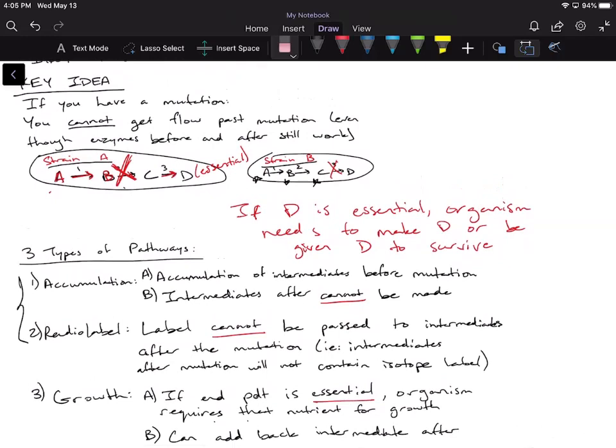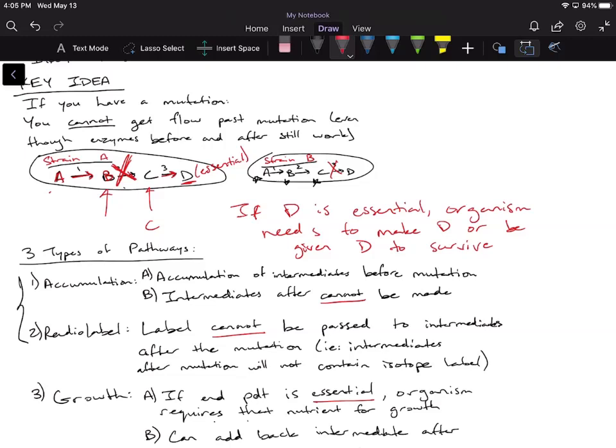Well, obviously you can add back D, because D itself is essential. If the strain is not making D itself, but we add back D in our experiment, the strain is going to live. How about if I add back C? Well, C can be converted to D, which will help make our essential end product, so that's good too. What if I add back B? Because B is before the mutation, B can't be converted to C, which is then converted to D. Because B can't be converted to C, I'm never going to make my essential end product, and that's why the strain is going to die if I only give it back B.